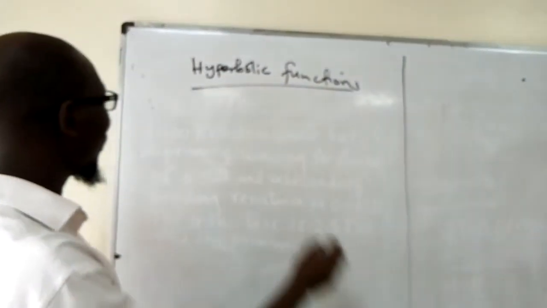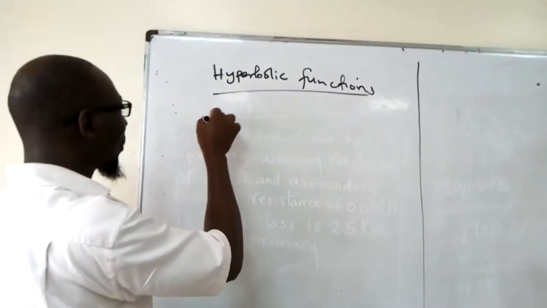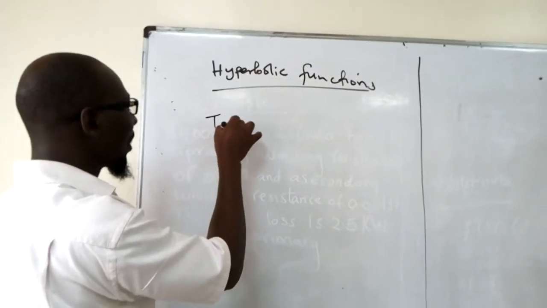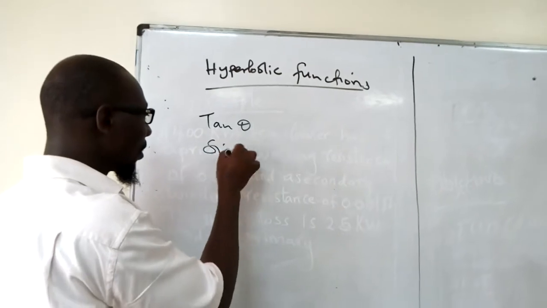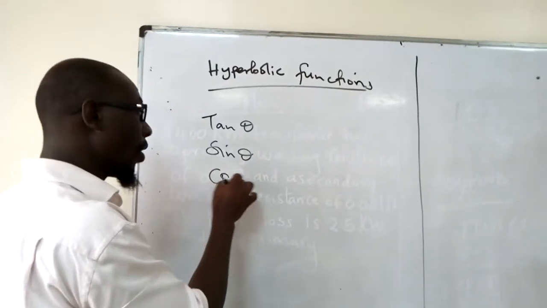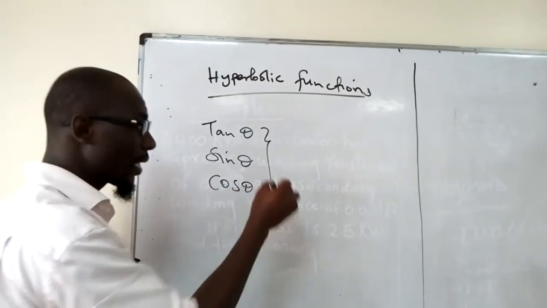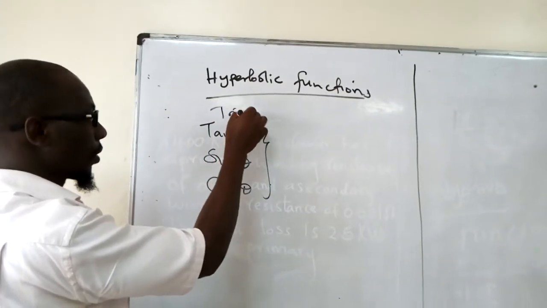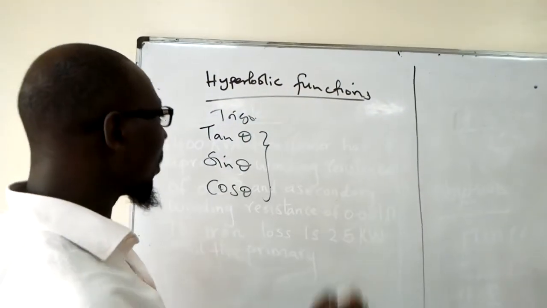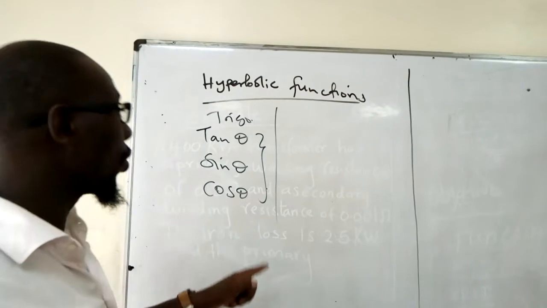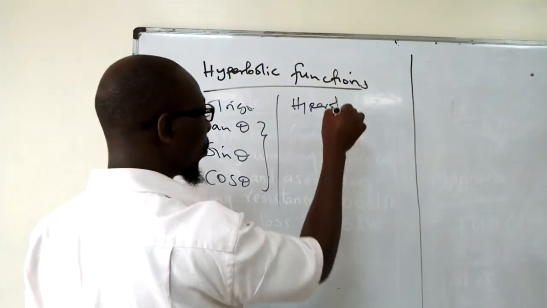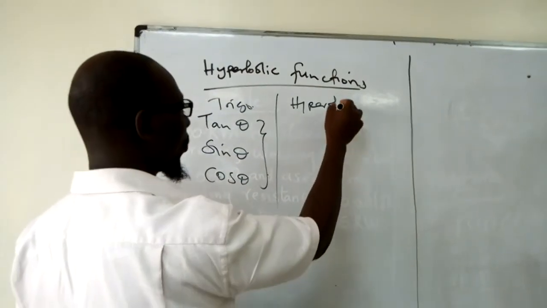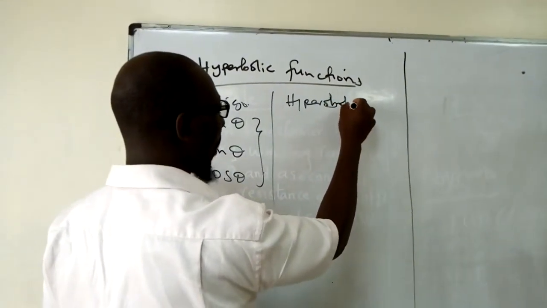From trigonometry, we notice that we have a trigonometric ratio called tangent, or tan of theta. We have sine of theta, and we have cosine of theta. All these are trigonometric functions. Similarly, from these trigonometric functions, we also have hyperbolic functions corresponding to them.